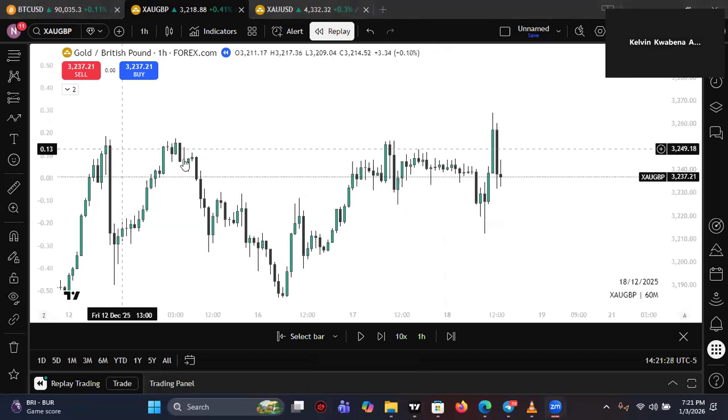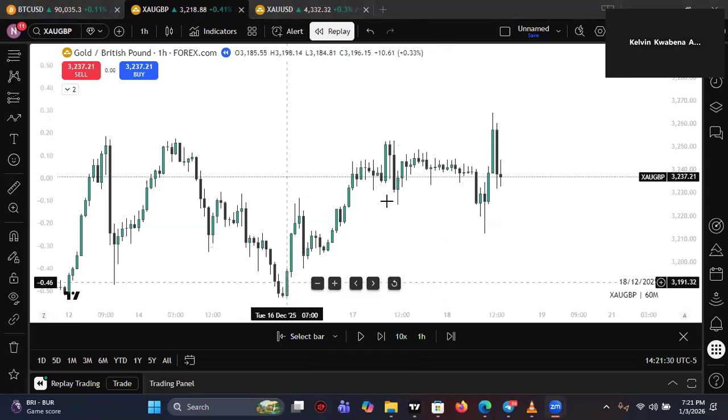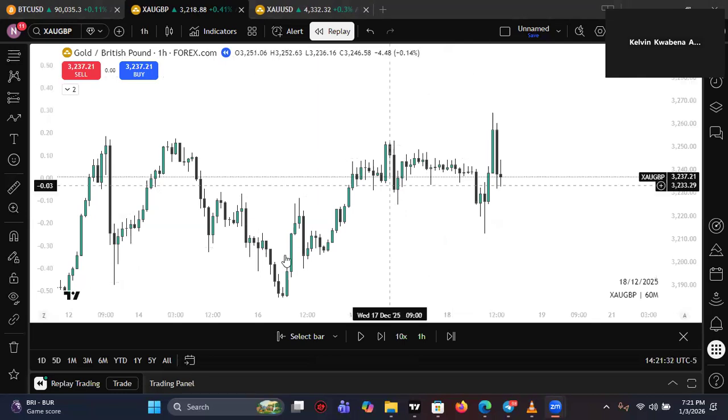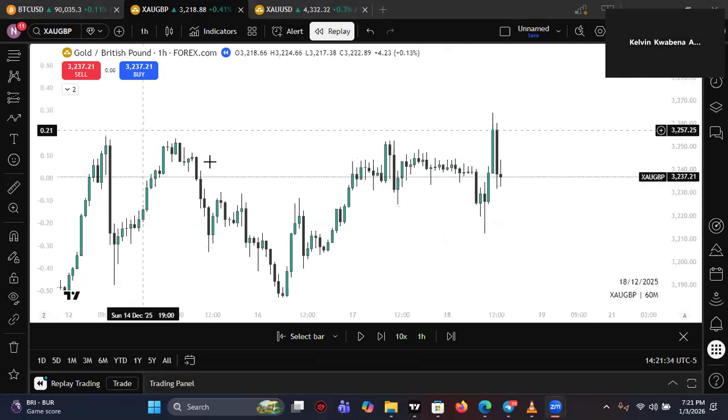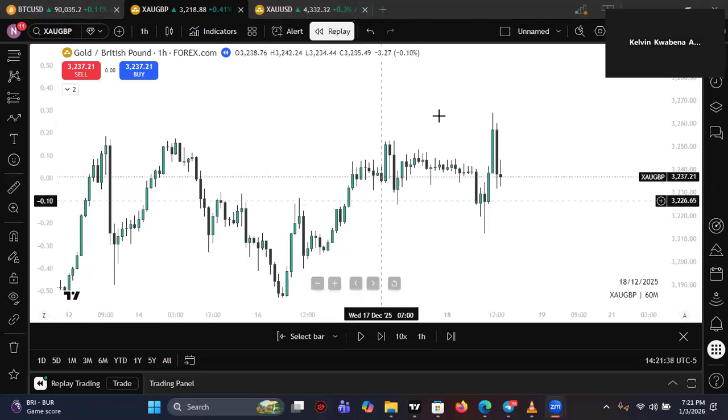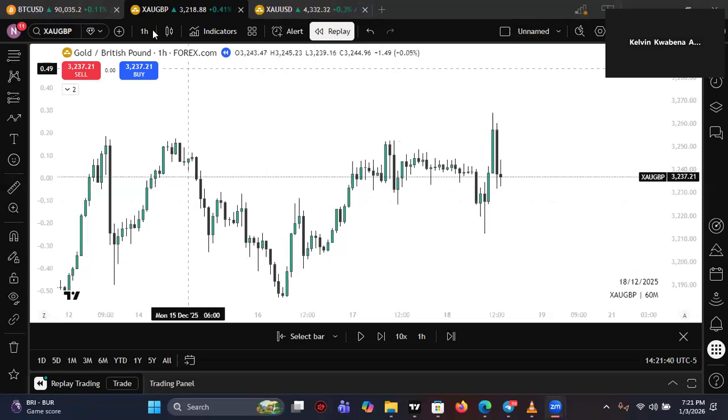So you can clearly see that over here they were selling and later they started buying. Do you get it? So when they were selling over here, all they were doing is building liquidity. And then later on, they bought to attack that liquidity.